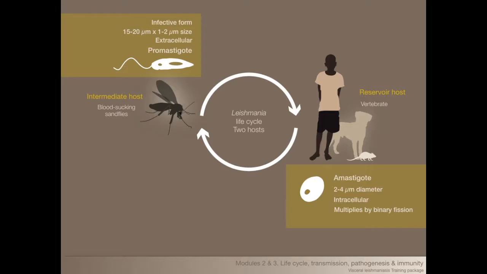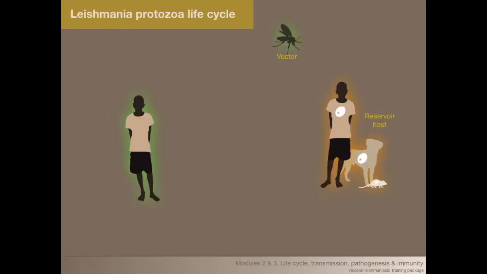Let's have a closer look at the Leishmania protozoa life cycle. A blood-sucking sandfly will feed on the blood of a human or other vertebrate that is infected with a parasite. Together with the blood, the sandfly will ingest amastigotes. Once in the midgut of the sandfly, the amastigote will become promastigote and will multiply inside the sandfly. During several days, the promastigotes will accumulate in the insect's proboscis, which is the mouth part used to pierce the skin. The sandfly is now infectious.